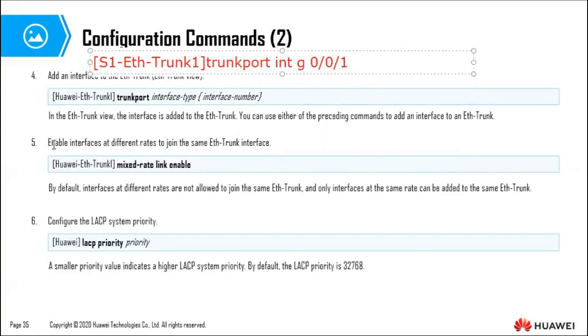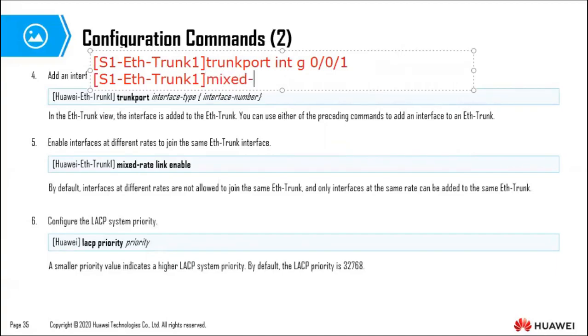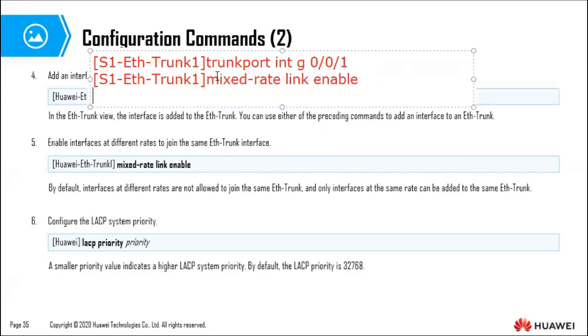Okay, then enable interfaces at different rates to join the same Ethernet trunk. So remember we said that you should not add interfaces that are transmitting at different rates to the same Ethernet trunk. But if you want to enable that, you can use the command mixed rate link enable. So that's the command to do that.